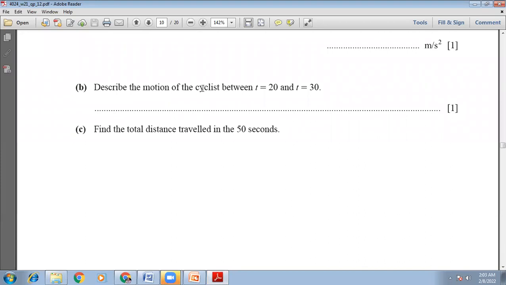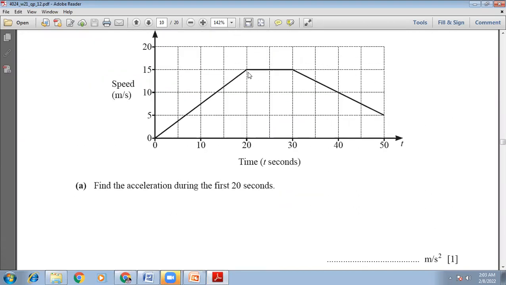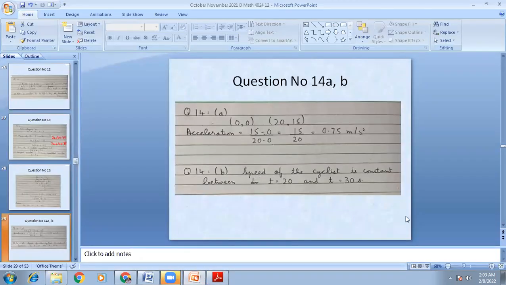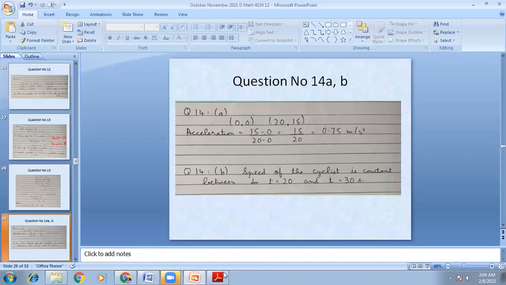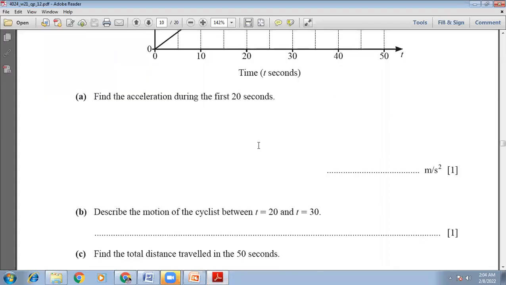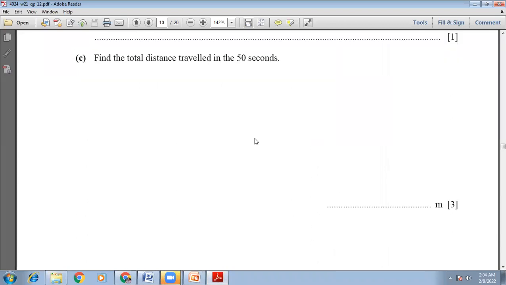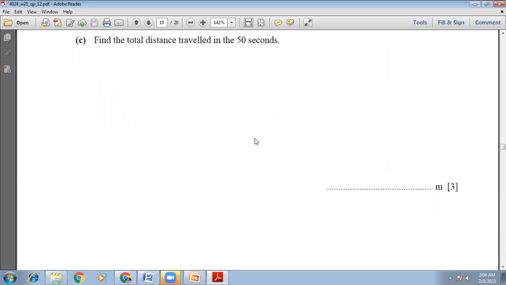He says, describe the motion of the cyclist between T20 and T30. From T20 to T30, the cyclist is moving with a constant speed of 15 meter per second. Speed of the cyclist is constant between T20 and T30 second. The speed is 15 meter per second. Okay. Now, the next question is, find the total distance traveled in the 50 seconds.